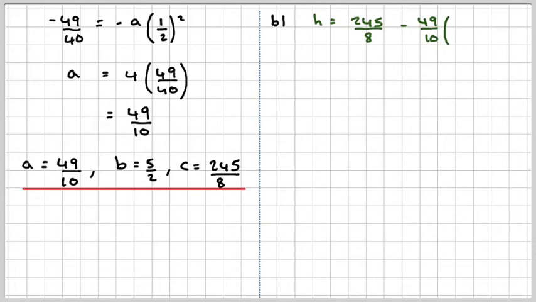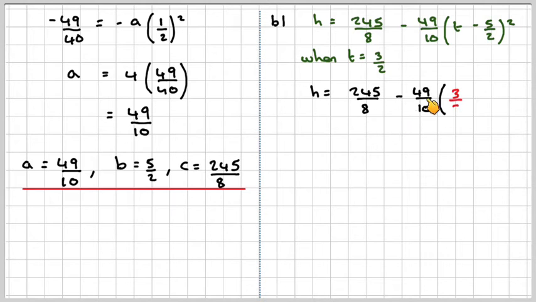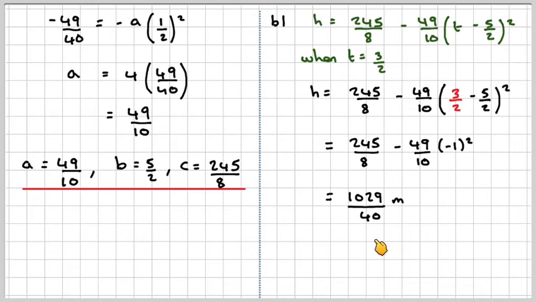For part (b), using our formula now, h = 245/8 minus 49/10 times (t − 5/2)². So when t is 3/2, if we substitute it in there, h is 245/8 minus 49/10 times (3/2 − 5/2)². We're going to get 245/8 minus, here this will become (−1)², so 49/10 times 1, which will give me 1029/40 metres, or 25.725 metres.